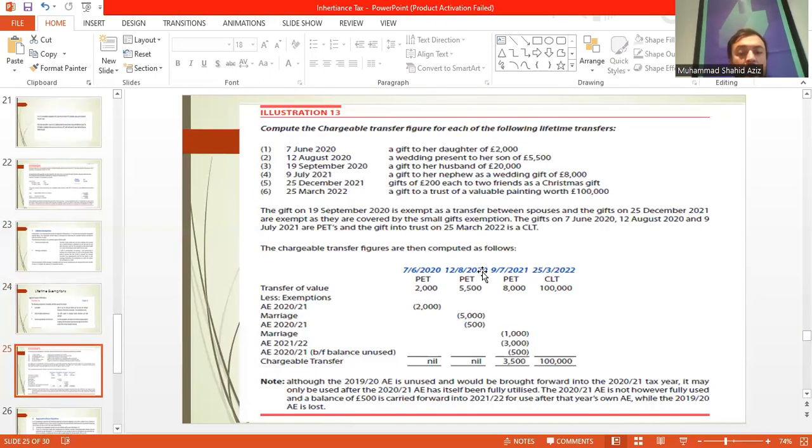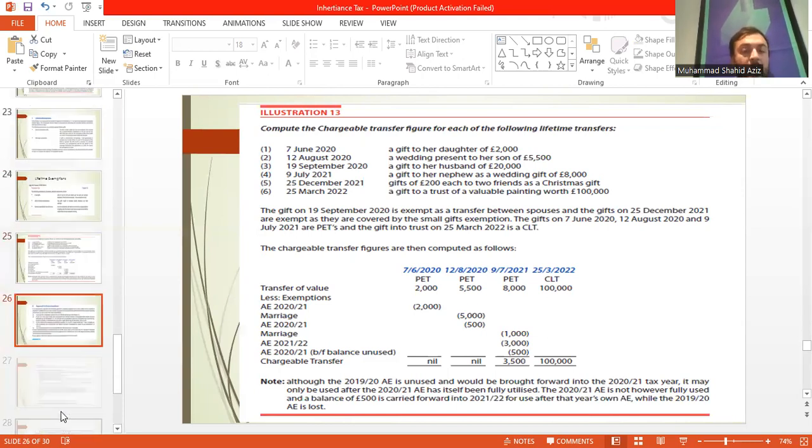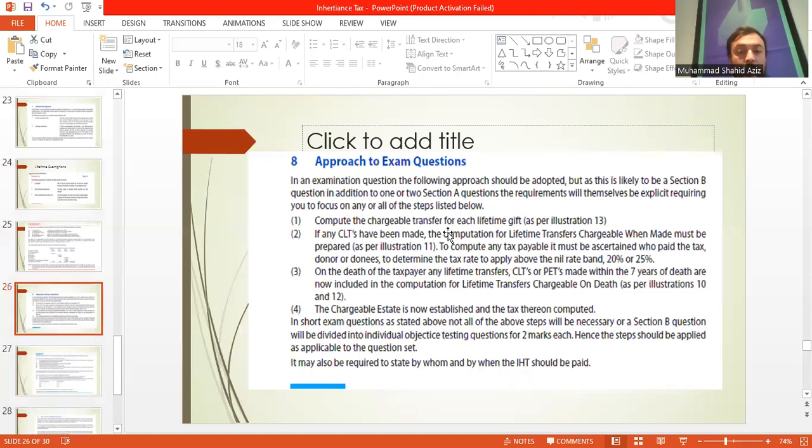Let's see the example now. Before doing this example, what should your exam technique be? This is a very complex chapter, but I have tried to give you different examples to make your concepts clear. Now I'm going to tell you the exam technique. How do you approach this in your exam?